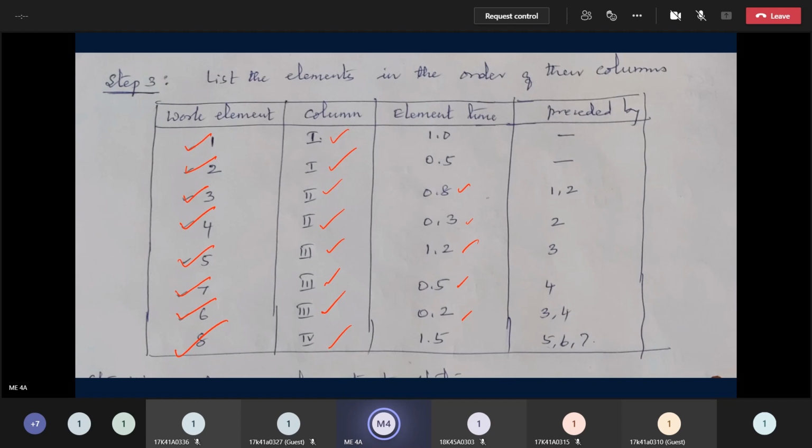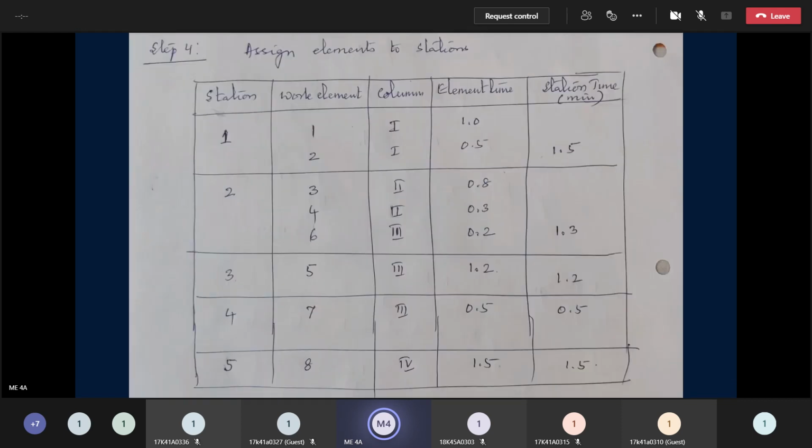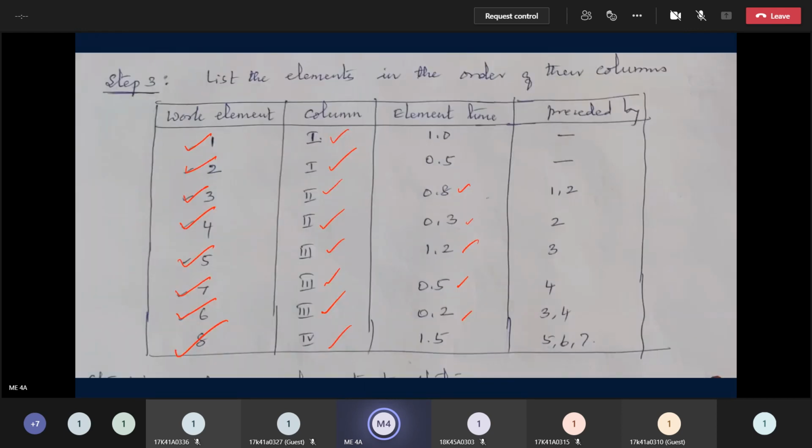Looking from the top. Okay, station 1 I have taken. So look at the table from the top. Satisfying the precedence constraints, which element can I assign first? Work element 1. What is my cycle time totally? 1.5 is the cycle time. So I can assign 1 first.